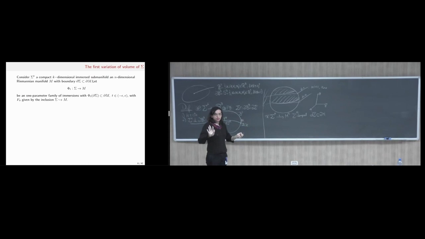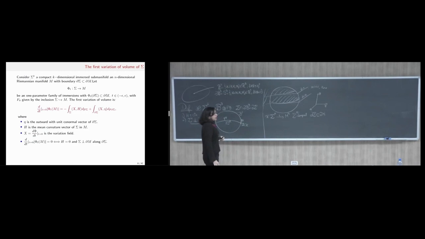Okay, so if you have defined this volume, then you can calculate this. And for the first variation of volume, you have this expression. What does this expression mean? I put here this calculation in this slide. In the first integral you have information about the mean curvature, and in the other integral you have information about the boundary.